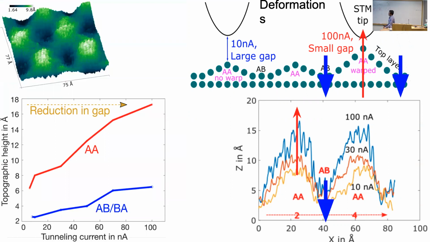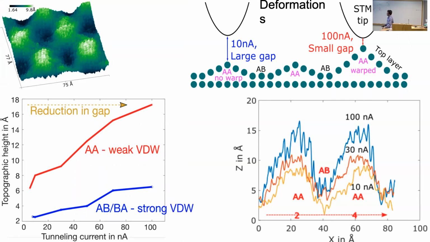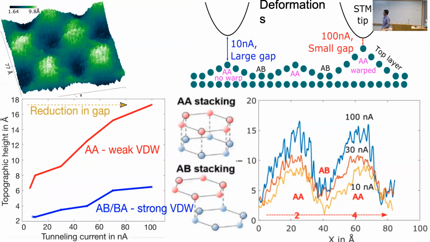And this is just a schematic trying to show that the AA domains are easy to pull out of plane, and the AB domains are sort of the anchoring regions, not letting the moire get pulled upwards. And that tells us the strength of the van der Waals bonding in this test. It tells us that the AA regions are weakly van der Waals bonded, and the AB regions are strongly van der Waals bonded. And that makes sense because the AA stacking has weaker interlayer coupling.